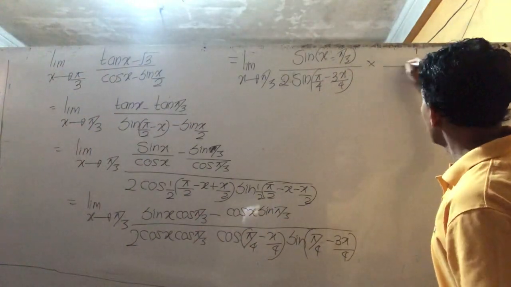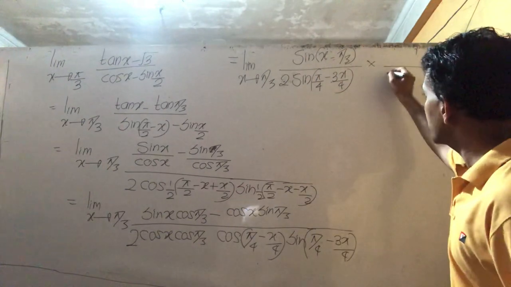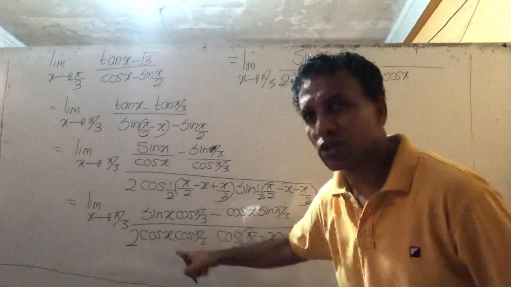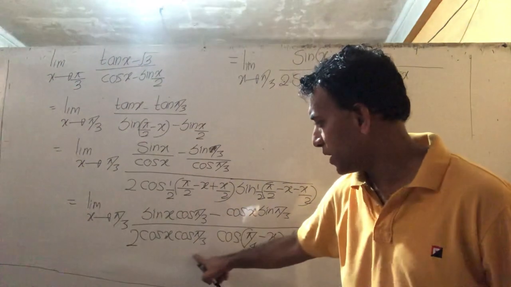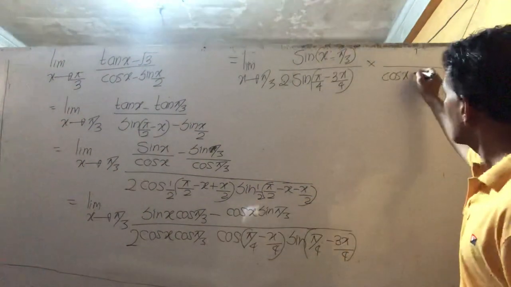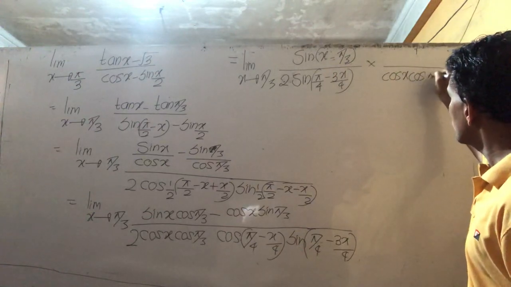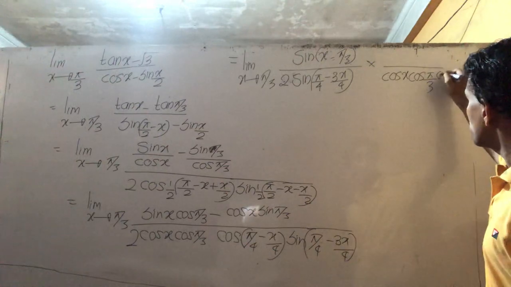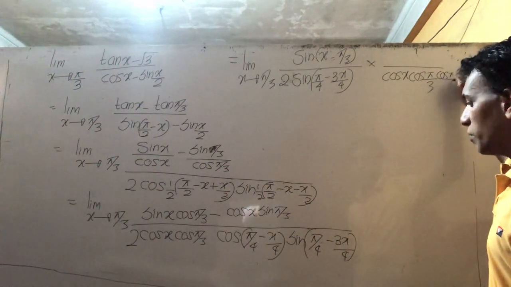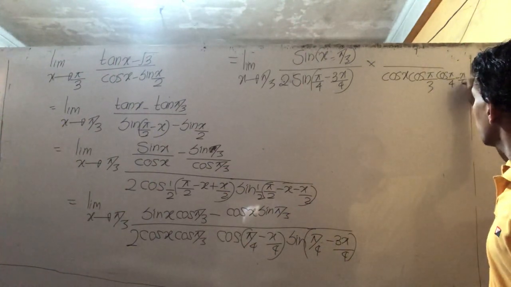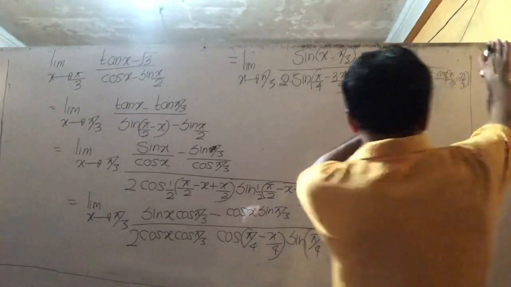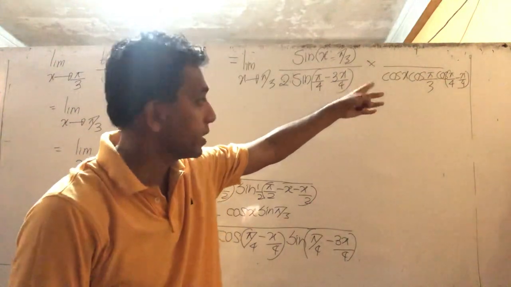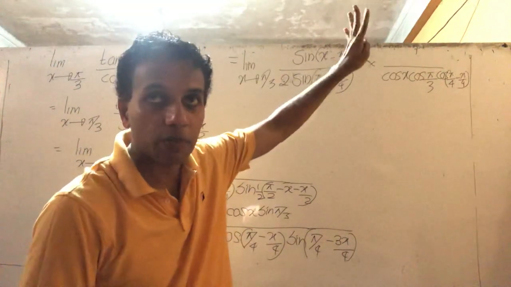1 over, what are the cos parts here? Cos x. I can write the value also: cos pi by 3 is half. Can I change this? Cos pi by 3, right? And cos of pi by 4 minus x by 4. That is separate, everything is a known answer, not depending on the limit, the independent terms, right?